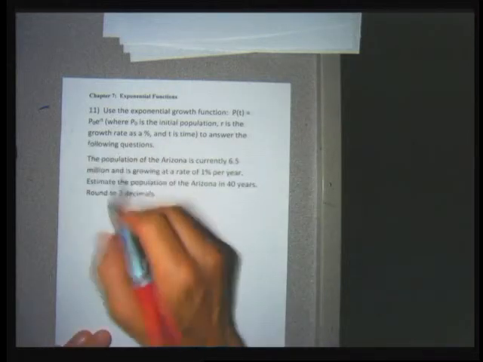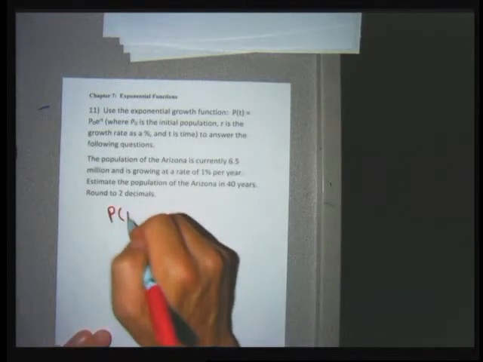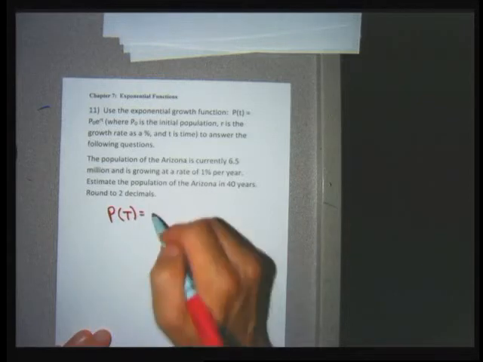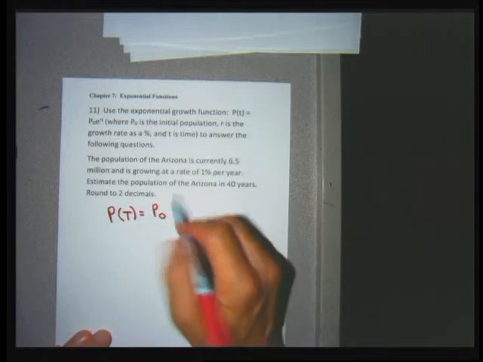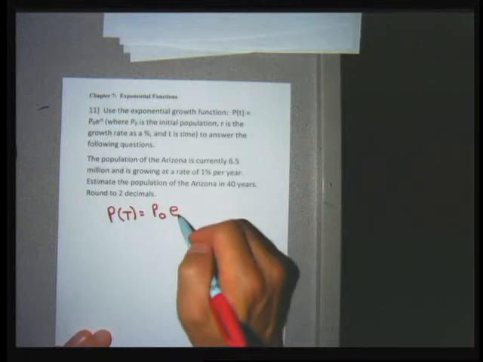So for 11, we have the growth formula. It's kind of split here because I made a big font. But the growth formula that we used, the P sub 0 is the starting amount. E is a button on our calculator.